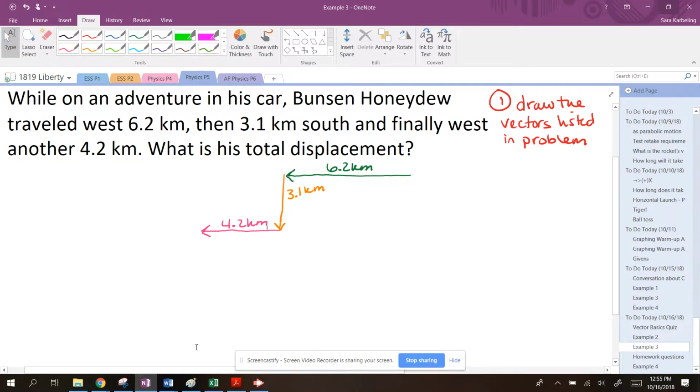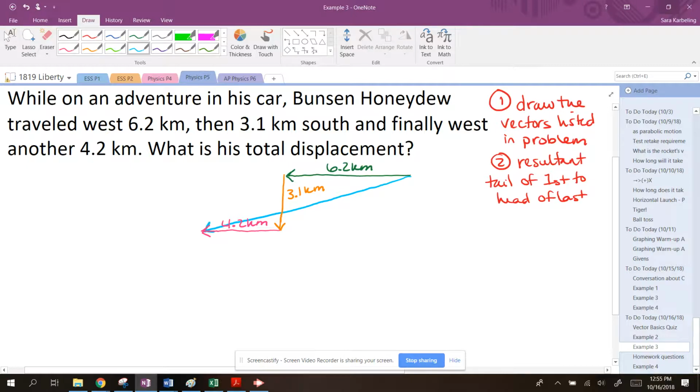We'll just try it this way. All right. So we drew the vectors listed in the problem. Then we're going to draw our resultant, from the tail of the first to the head of the last. Tail of the first to the head of the last.